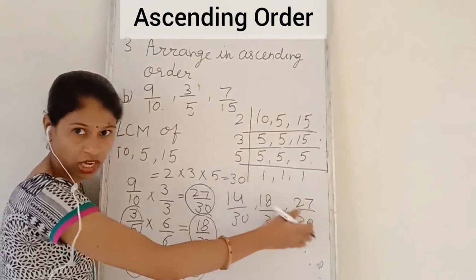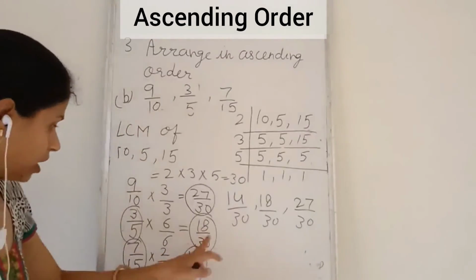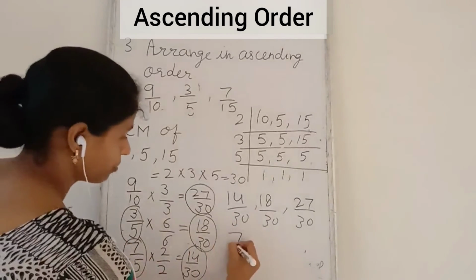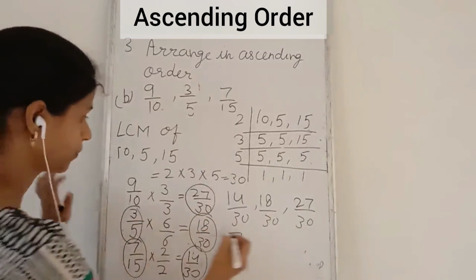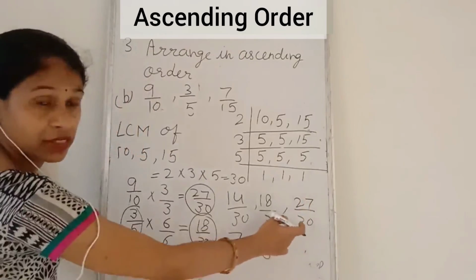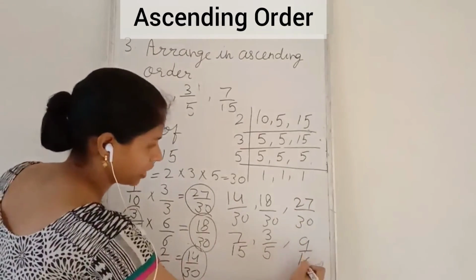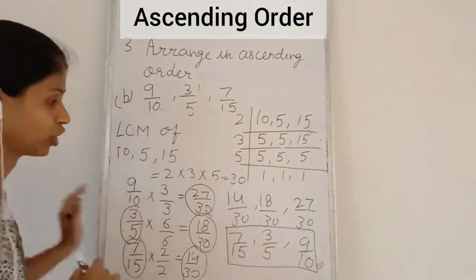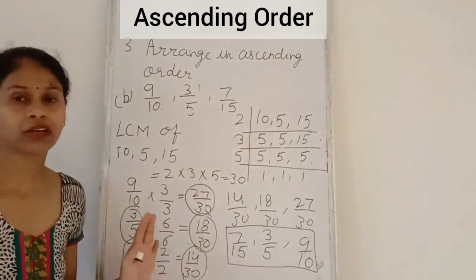But this is not our question. Our question is this. So 14 by 30 corresponds to 7 by 15. 18 by 30 corresponds to 3 by 5. And 27 by 30 corresponds to 9 by 10. So this is our ascending order of the given fractions. I hope this concept is clear to you.